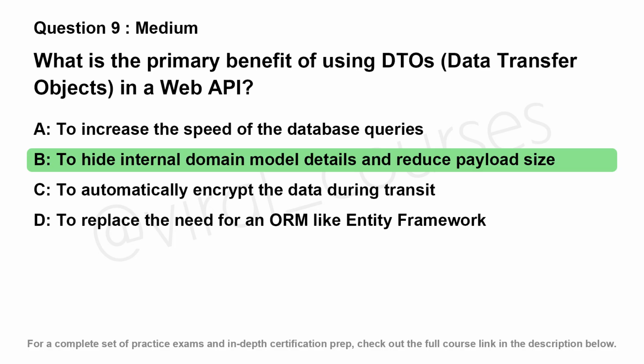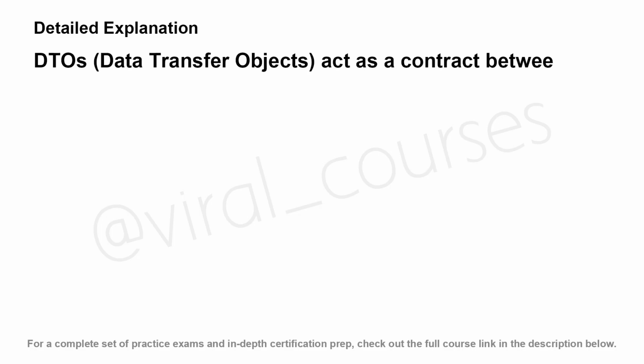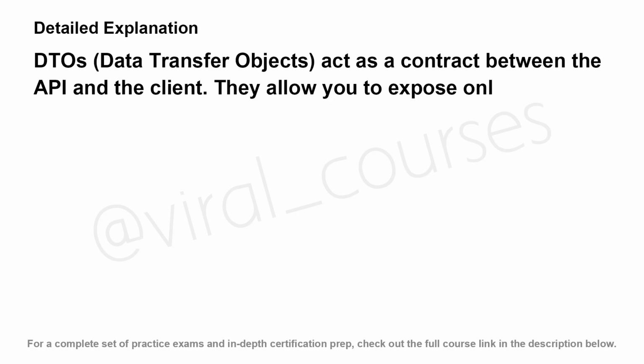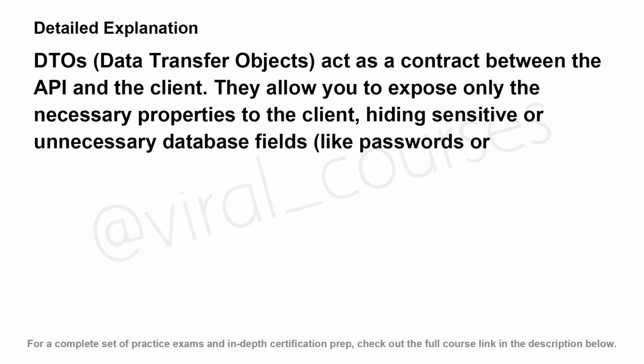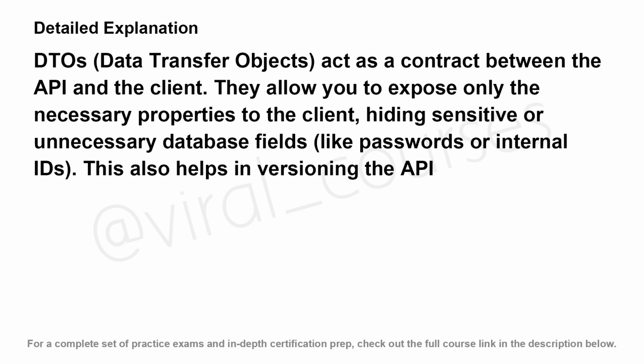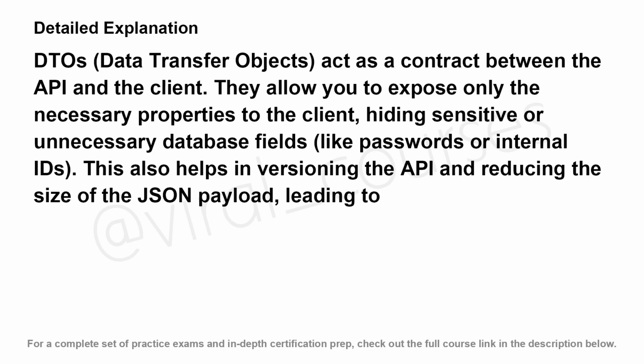The correct answer is B. DTOs, data transfer objects, act as a contract between the API and the client. They allow you to expose only the necessary properties to the client, hiding sensitive or unnecessary database fields, like passwords or internal IDs. This also helps in versioning the API and reducing the size of the JSON payload, leading to better performance.